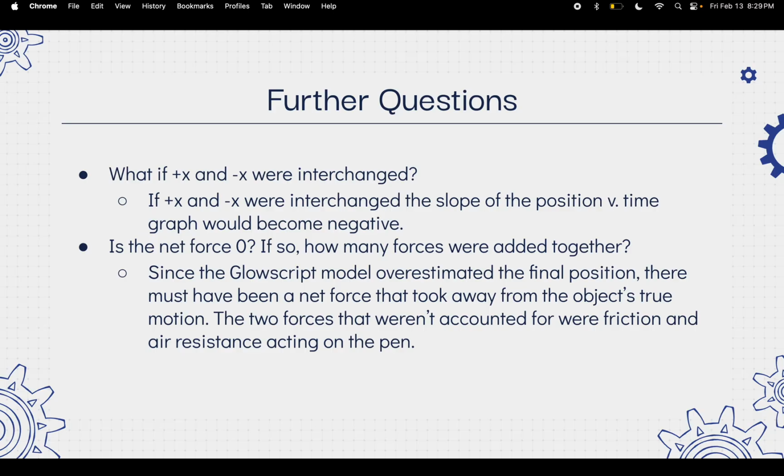And then further questions: if the positive x and negative x axes were interchanged, then the slope of the position versus time graph would become negative. And then is the net force 0? If so, how many forces were added together? Since the GlowScript model overestimated the final position, there must have been a net force that took away from the object's true motion. These two forces that weren't accounted for were friction and air resistance acting on the pin.